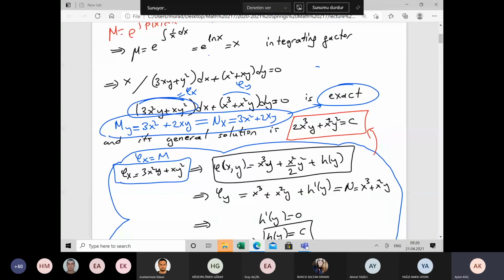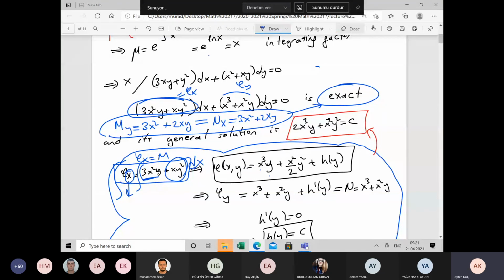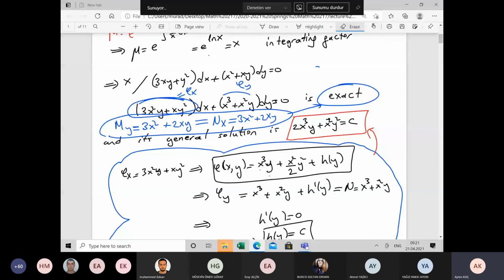Integral with respect to dx, with respect to x. So we obtain, y is a constant here, x cubed y, and this one, x squared over 2 y squared, plus an integration constant h of y, because we integrate with respect to x. So we obtain phi, which depends on h of y.